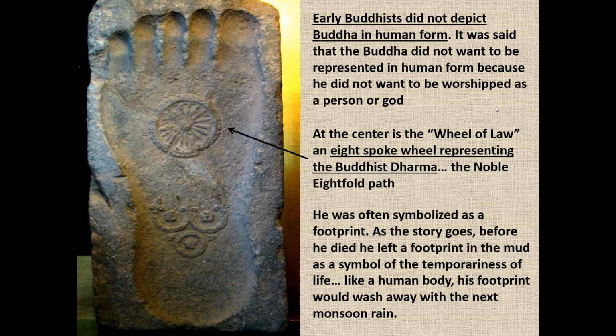In this footprint image, at the center of it, we see the Wheel of Law. It is also a representation of the Noble Eightfold Path. Buddha was often symbolized as a footprint. As the story goes, before he died, he left a footprint in the mud as a symbol of the temporariness of life. Like a human body, his footprint would wash away with the next monsoon rain.